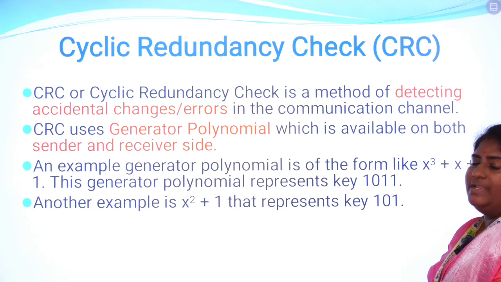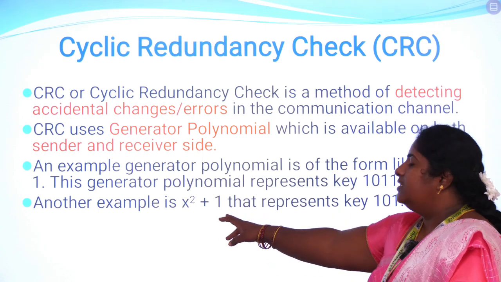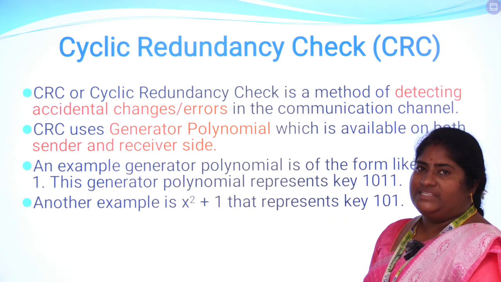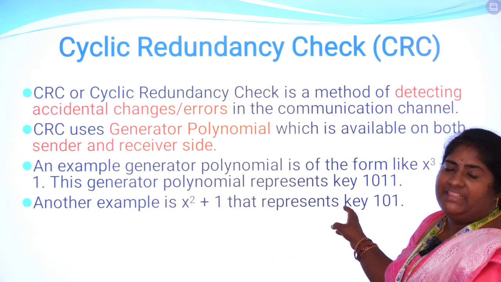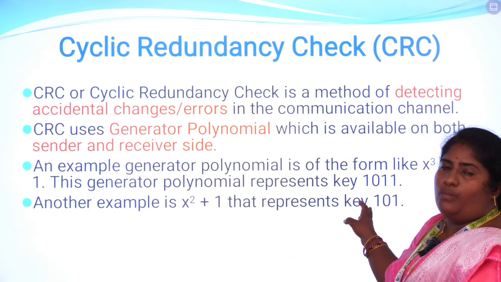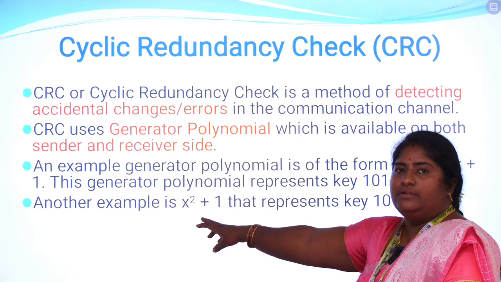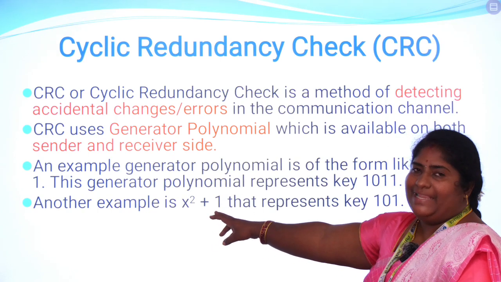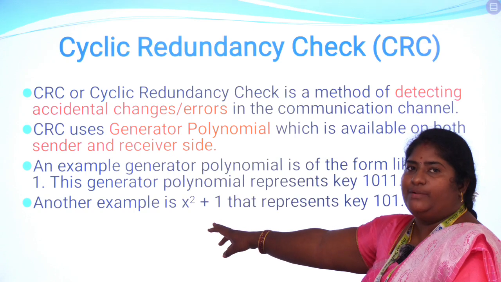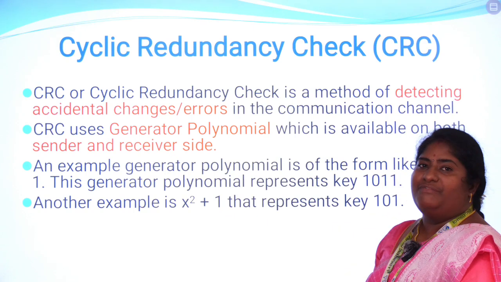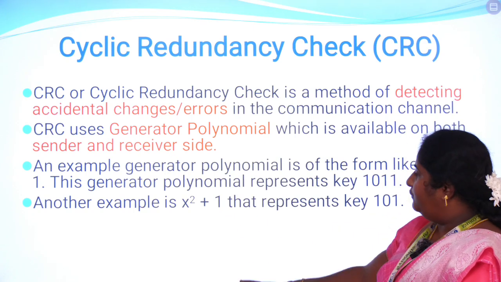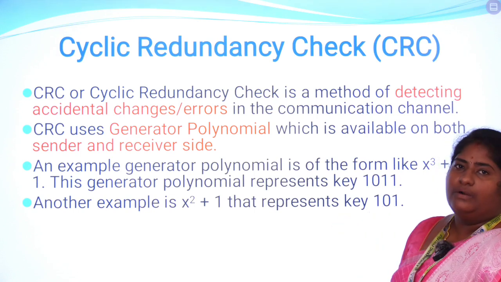Another example is x power 2 plus 1. When you are considering x power 2 plus 1, the key value will be 1, 0 and 1, because 1 is given for x power 2, the x term is not there so we give 0, and the last value is 1. So the key value for the second example is 101.